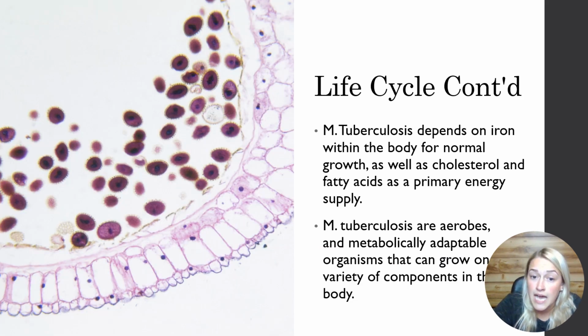TB depends on iron within the body for normal growth, as well as cholesterol and fatty acids as a primary energy supply. TB bacteria are adaptable organisms, and they can grow on a variety of components within the body.